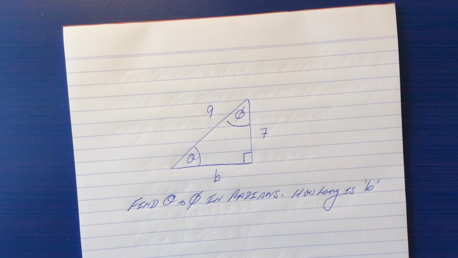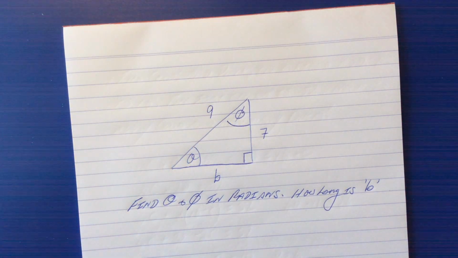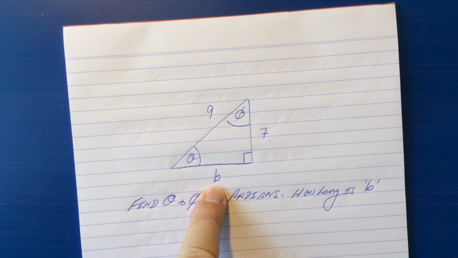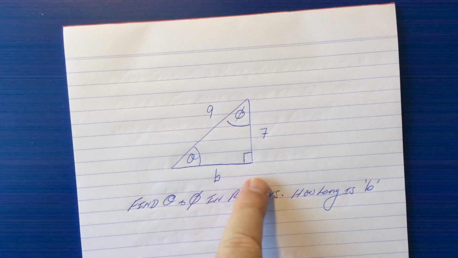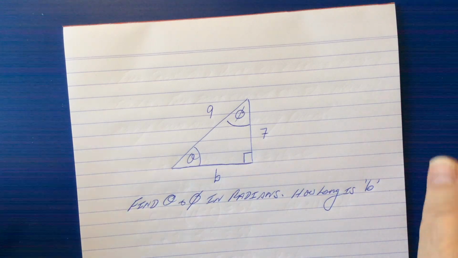Here we have a problem that a student of mine was given. She was asked to find these two angles, theta and phi, in radians, which was an interesting take, and also how long b, that's not a 6, it's a b, how long this side is. We'll do the second part first because that's fairly straightforward.